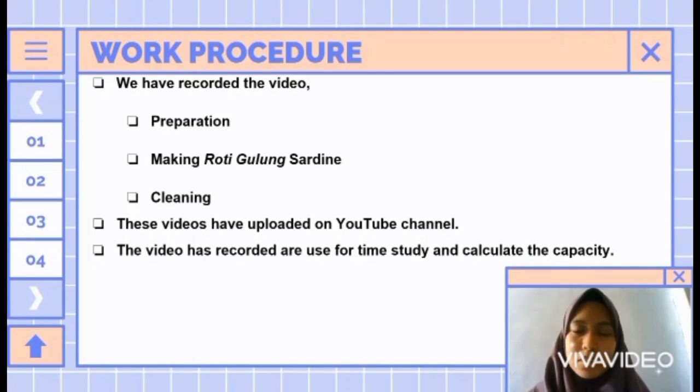Assalamualaikum. My name is Nur Fadila Suhada binti Ismail. I will present about the work procedure and calculate the capacity for this group project assignment.